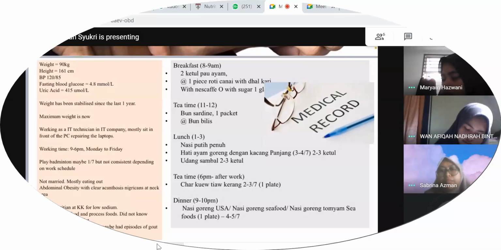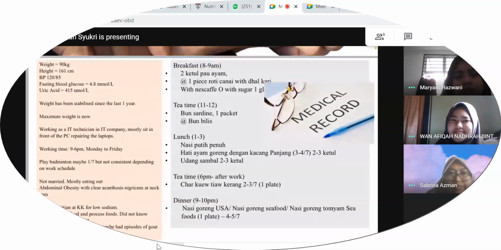To start with, how many meals does the patient eat in a day? Any skipping meal? No. 5. So you can say that. How about the time? Not normal. Which part yang not normal? The tea time and the dinner. Is there a need for the snack, do you think? No. Maybe snack perlu tapi maybe bukan healthy snack.